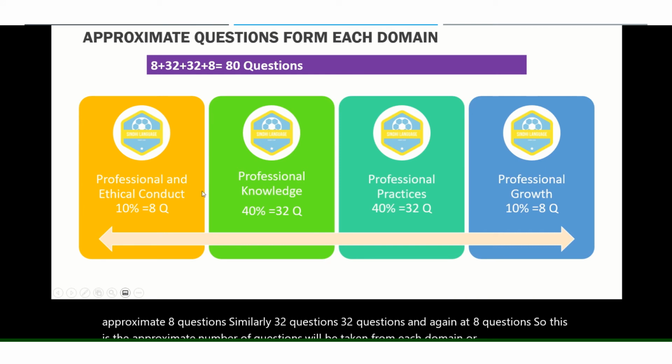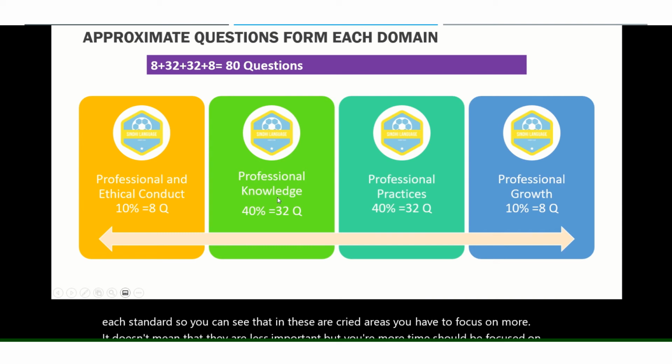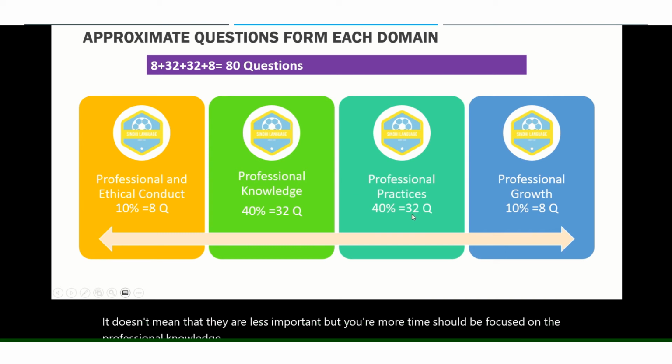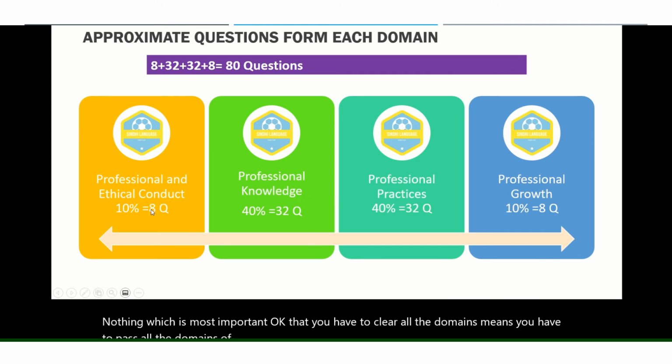So you can see that in these criteria you have to focus more. It doesn't mean the others are less important, but more of your time should be focused on professional knowledge and professional practices, which have more questions. You can see here 64 questions. But one thing which is most important is that you have to clear all the domains, which means you have to pass all the domains. The percentage for each domain has been identified and assigned.